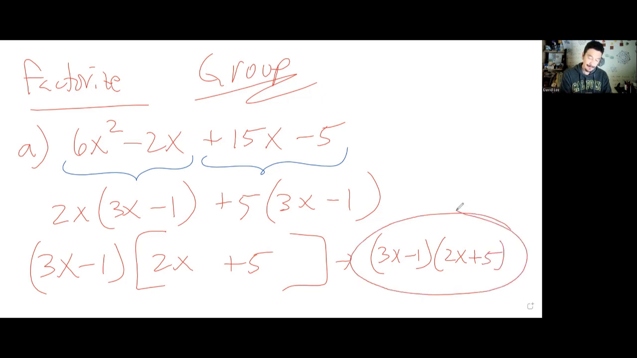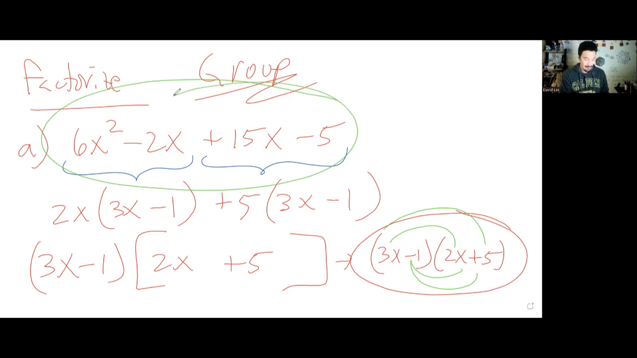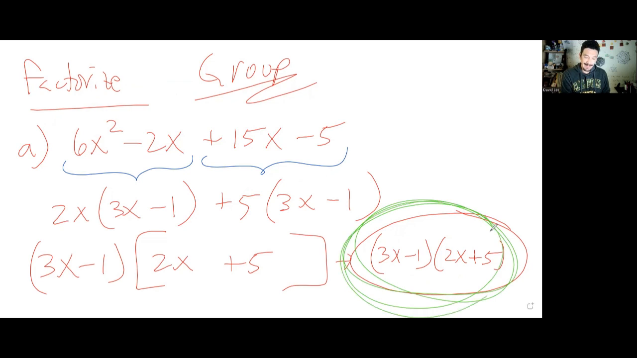Box that in. Let's say you had extra time on a test. What can you do to your answer to check your answer? You could go like that, like that, like that, like that. Maybe your teacher called it FOIL, but really it's just the distributive property. If you hit this with the distributive property, you should get back the original question. But as is, your final answer is right there. This is the factorization of this here.